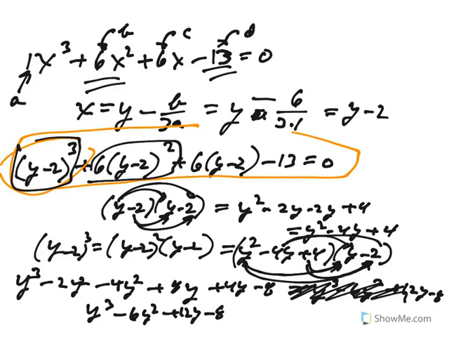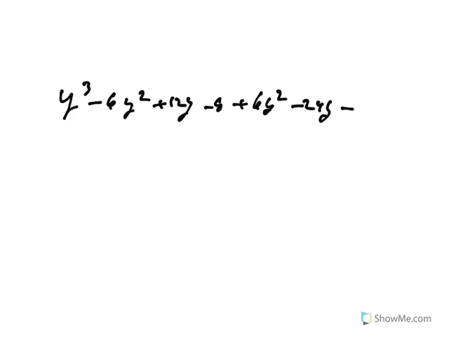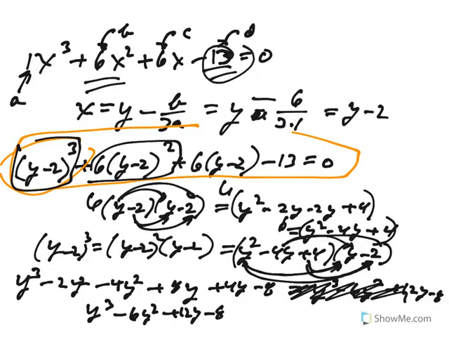The 6 times y minus 2 squared, you have to multiply each of these things through by 6. If you multiply this by 6, you get a 6 here and a 6 there. If you put this all together, it ends up becoming y cubed minus 6y squared plus 12y minus 8 plus 6y squared minus 24y plus 24 plus 6y minus 12 equals 0. That's looking pretty ugly. Minus 12 and then minus 13. That 13 came from there.